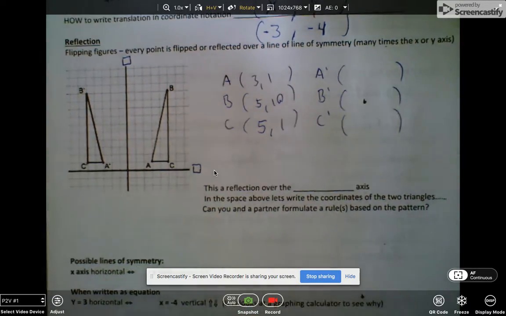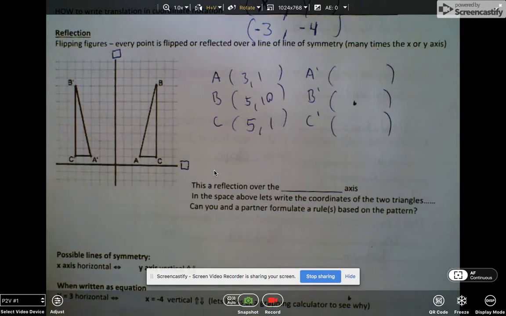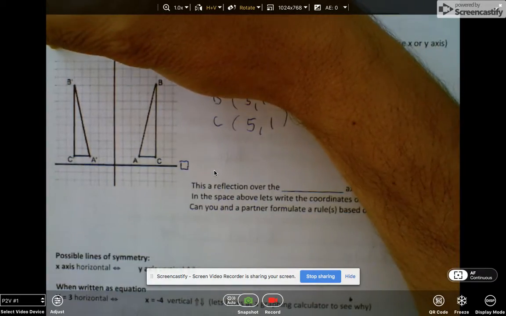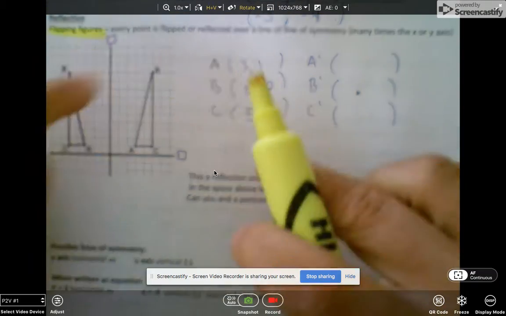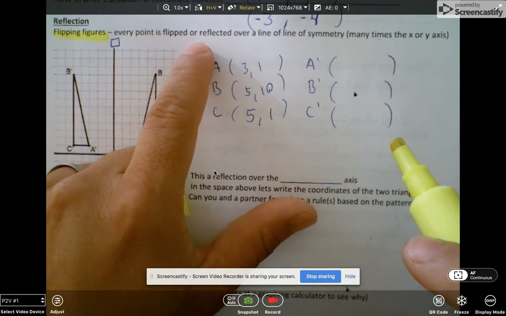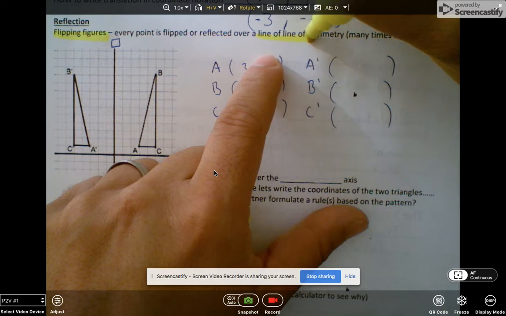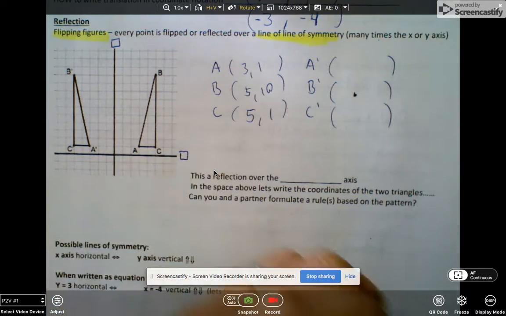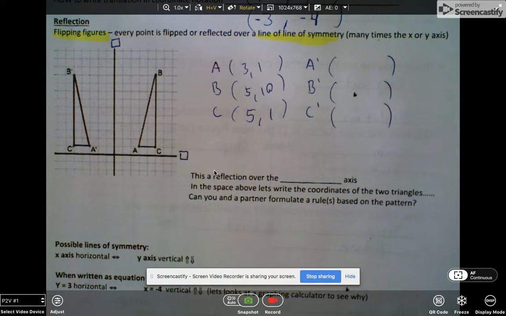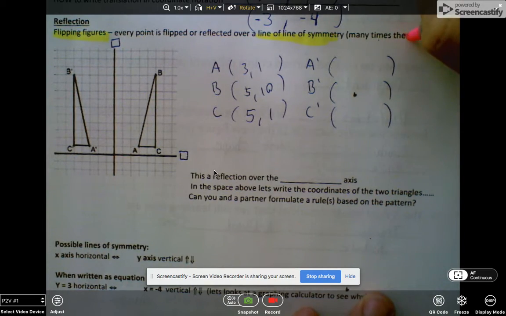All right, in the last part of today's video reference, we're going to learn about reflecting figures. Reflections are basically a fancy word for flipping figures, and every point is flipped or reflected over the line of symmetry. So we always have to identify what's that line of symmetry. Many times when you're reflecting, you're either reflecting over the X or Y axis.